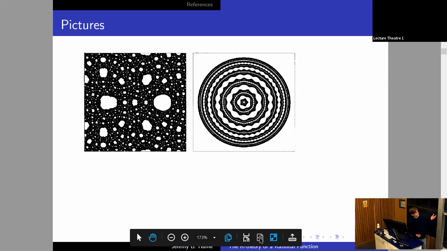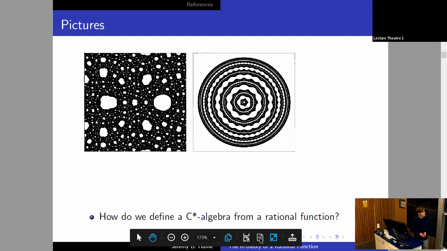Here's a couple other ones with some very different structure. So this kind of tells you that the dynamics can behave in a variety of different ways. So it's a very interesting family of systems. So most of us are operator algebraists. So a natural question for us is how to define a C-star algebra from a rational function.